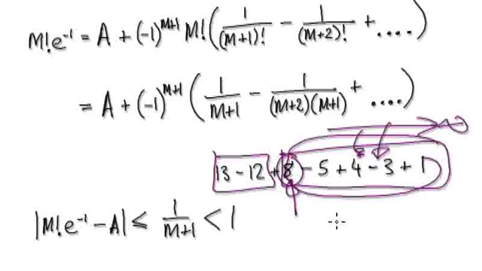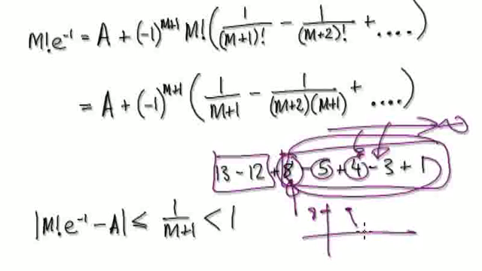Because if you think about it, here you've got 8. So here the remainder is 8, and then you take away a number that's less than 8, and then you add a number that's less than the previous one, and so on. If you sum up everything, the remainder must be less than 8.